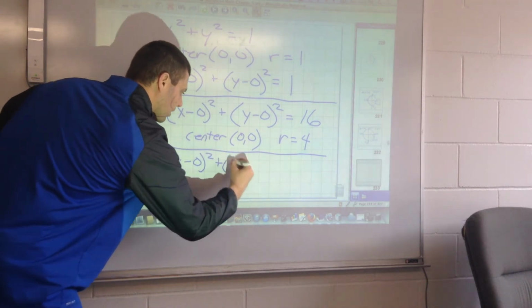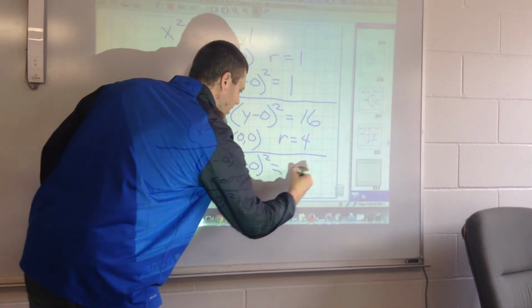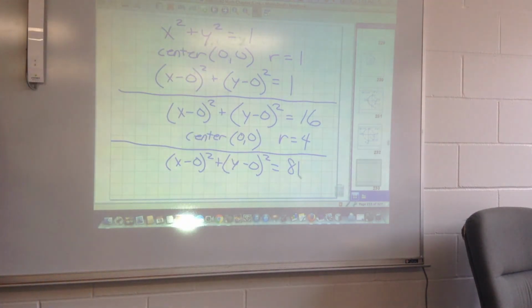x minus 0 squared plus y minus 0 squared equals 81. 9. Center is at? No, no, the center's at 0. Look, guys, look right here at this one.